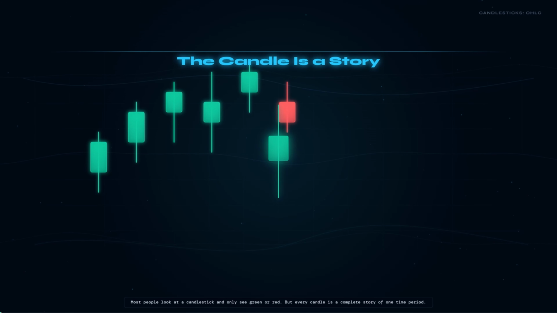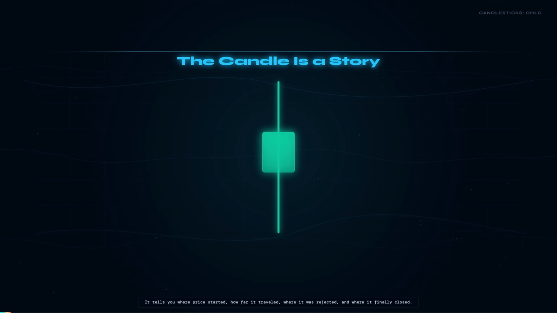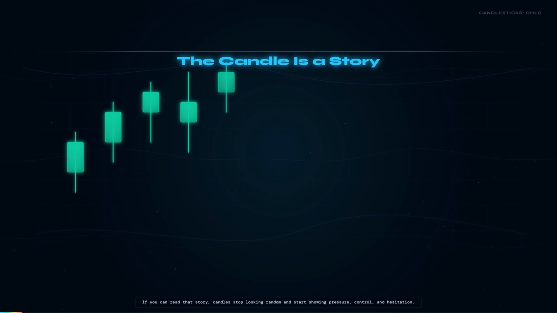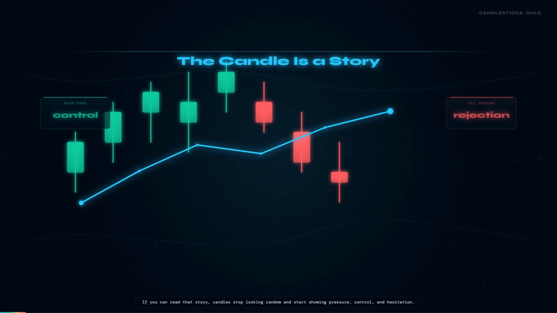Most people look at a candlestick and only see green or red, but every candle is a complete story of one time period. It tells you where price started, how far it traveled, where it was rejected, and where it finally closed. If you can read that story, candles stop looking random and start showing pressure, control, and hesitation.